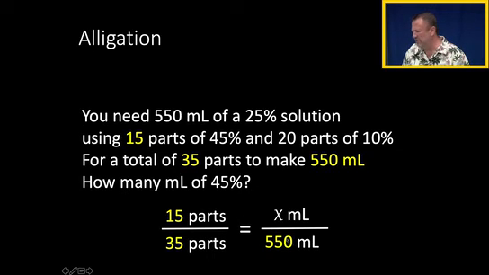And so that's what I do. When I see a cross product, I take that 550 and just stick it right there. I take this denominator and put it right there. And then we have x is equal to 550 times 15 divided by 35 here.